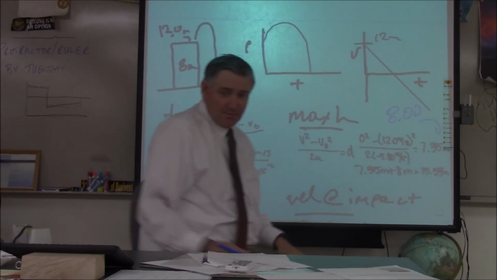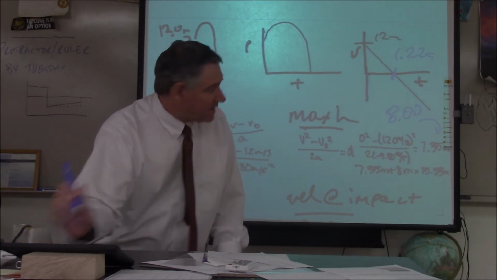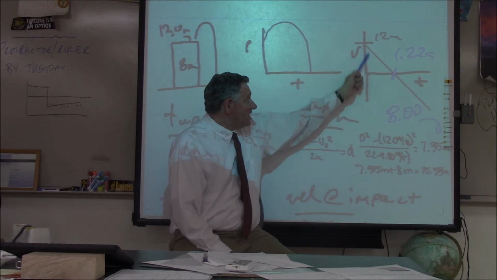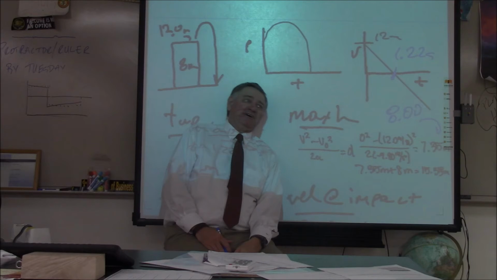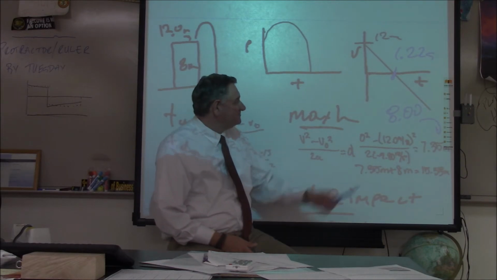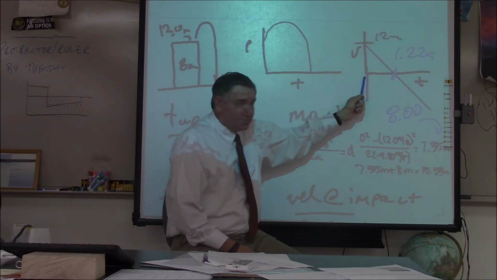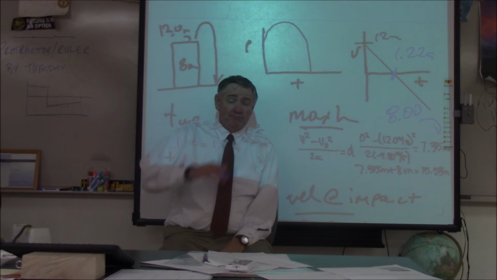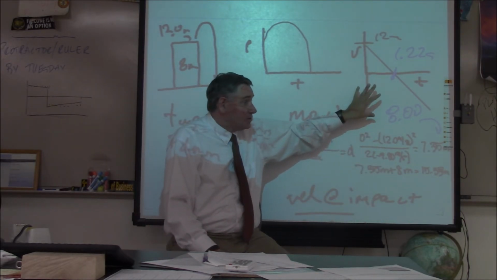You could have used your velocity time graph and said, oh, here's 1.22 seconds. I could have found the area underneath this velocity time graph. I like triangles. Okay? Good for you. So you could have said, oh, I'm going to take 1.22 times 12 meters per second, found that area, added that to 8 meters. So if you like that triangle thing, you can do this.